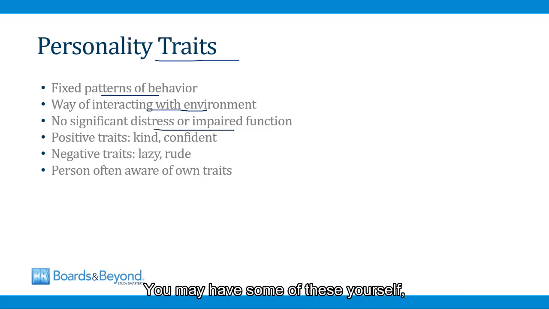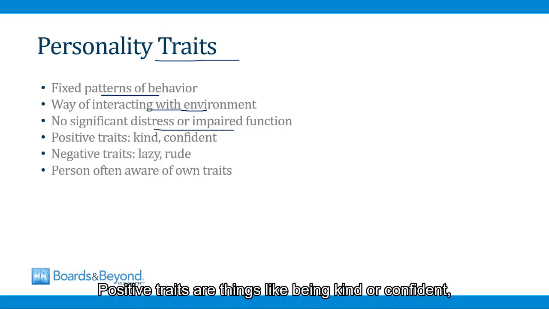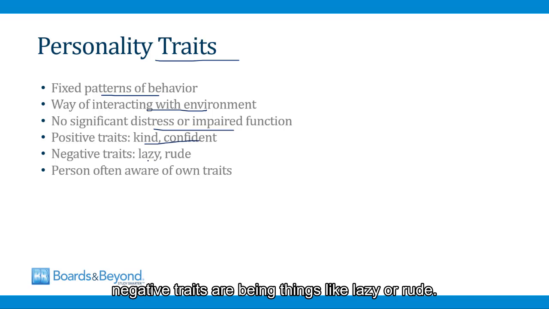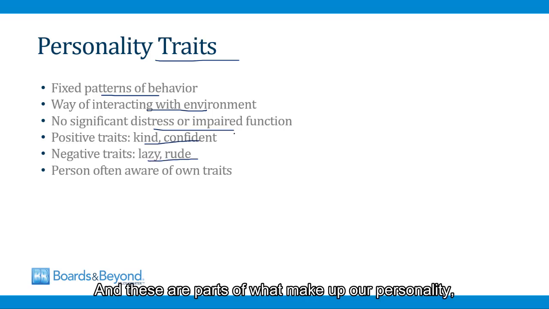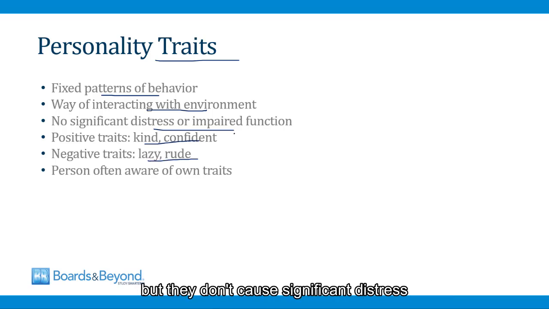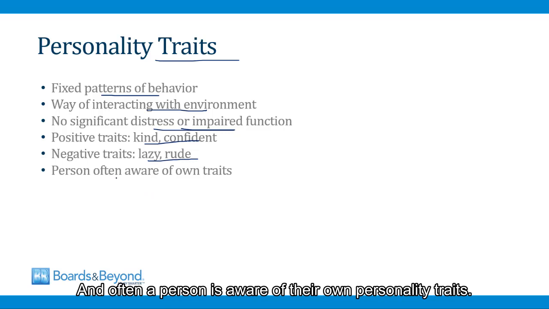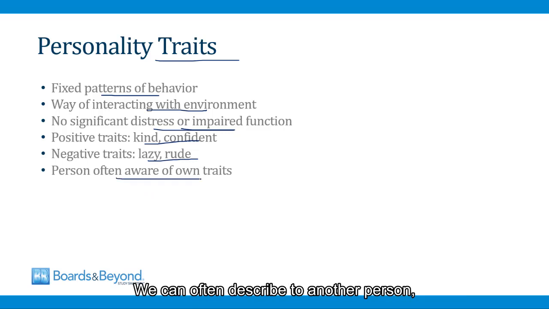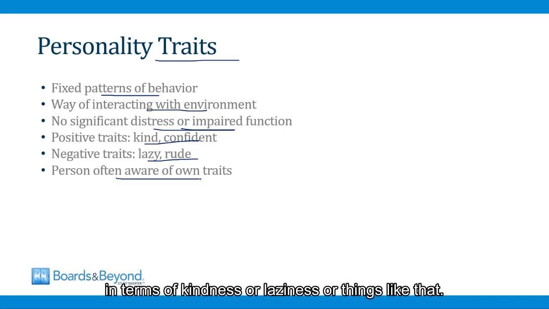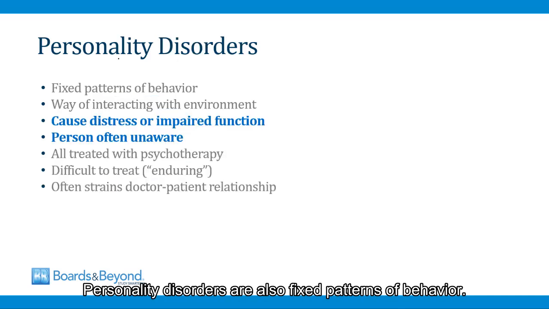You may have some of these yourself, or you may know others who have them. Positive traits are things like being kind or confident. Negative traits are things like lazy or rude. And these are parts of what make up our personality, but they don't cause significant distress or impaired function. That's what makes them traits and not disorders. And often a person is aware of their own personality traits. We can often describe to another person our own personality traits and tendencies in terms of kindness or laziness or things like that.